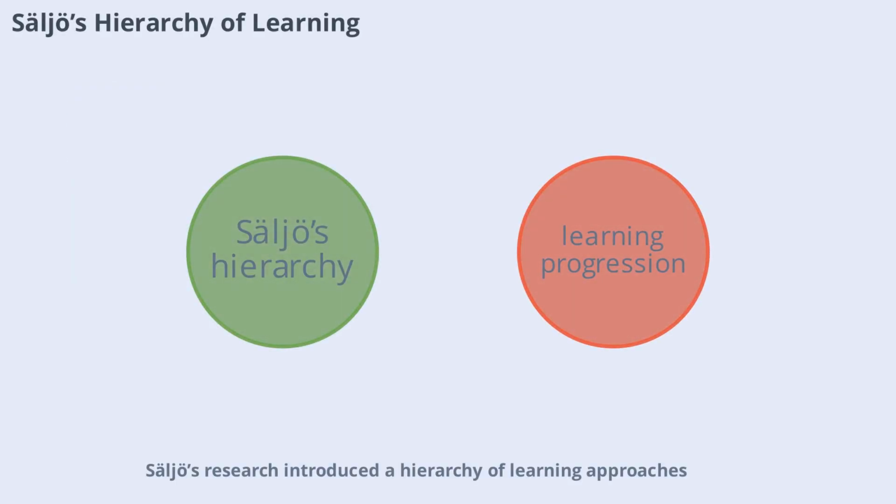Selye's research introduced a hierarchy of learning approaches, ranging from simply increasing knowledge and memorizing facts, to abstracting meaning and interpreting reality in new ways. This hierarchy shows that students can progress from surface to deep learning, but their approach can change depending on the subject or task. The key takeaway is that deep learning is generally linked to better understanding and outcomes.